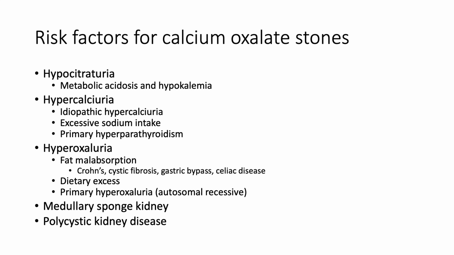There's also a genetic autosomal recessive disorder called primary hyperoxaluria that could show up in teens or 20s, so that's something to think about too if someone has a lot of oxalic acid in their urine. Medullary sponge kidney and polycystic kidney disease also increase your risk for calcium oxalate stones.